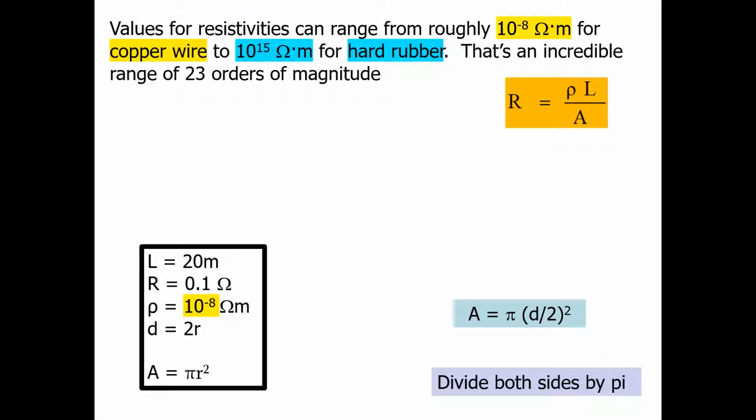Alright, so let's have a look at this question. Values for resistivities can range from roughly 10 to the minus 8 ohm meters for copper wire. If you look at that, that's 10 to the minus 8, so that's very, very low. And for hard rubber, it is 10 to the 15 ohm meters. So remember, the lower the resistivity, the better conductor of electricity the metal is.